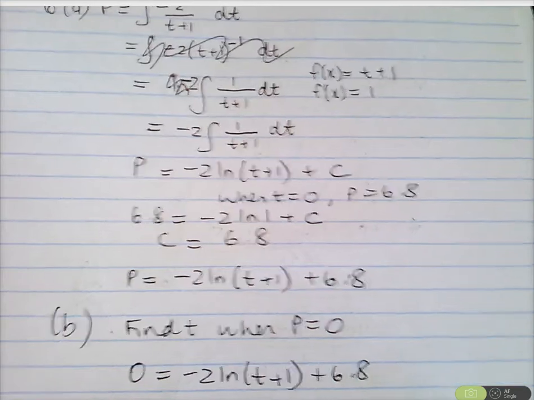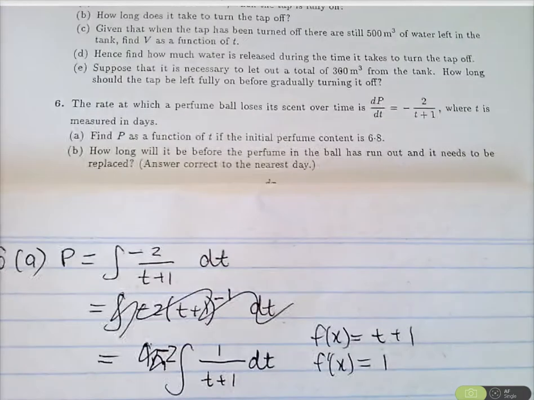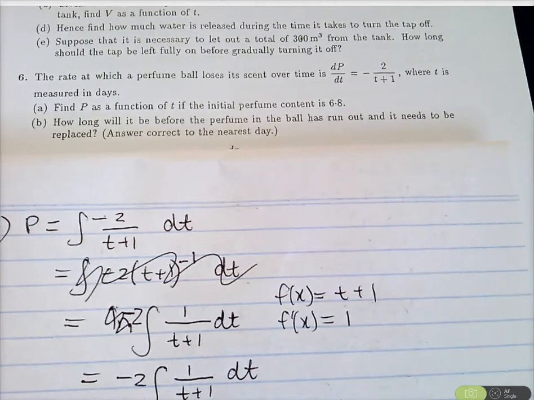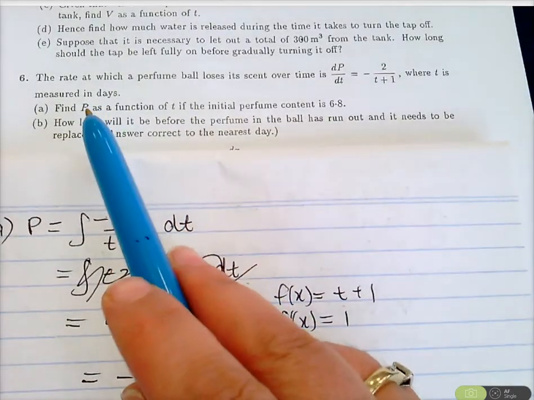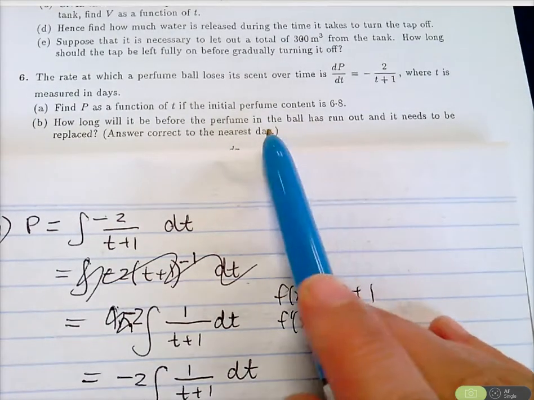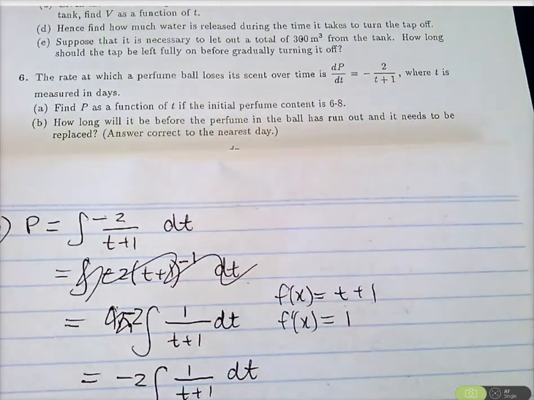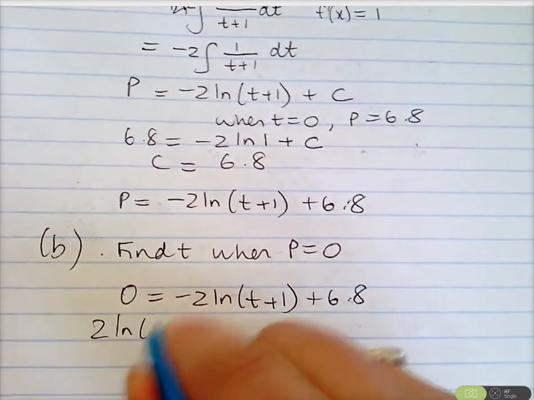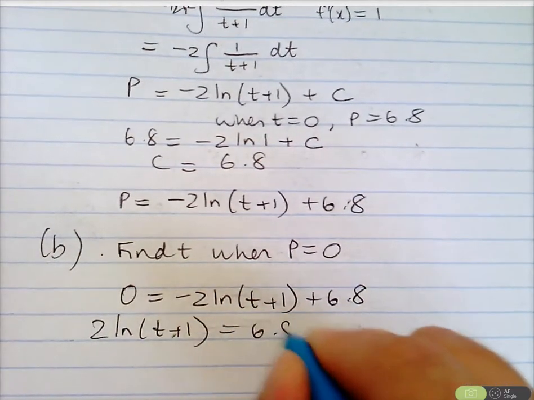Did you try P is 0? Because it says, how long will it be before the perfume in the ball has run out? P is how much perfume is in that ball. So when the perfume in the ball runs out, there's no more perfume. P is 0. So therefore, 2 ln(t + 1) is 6.8.